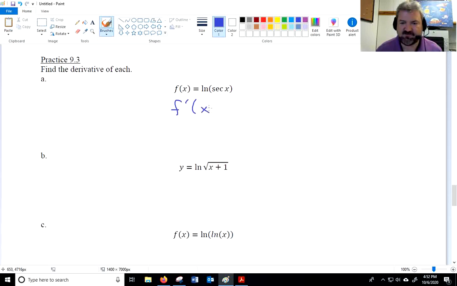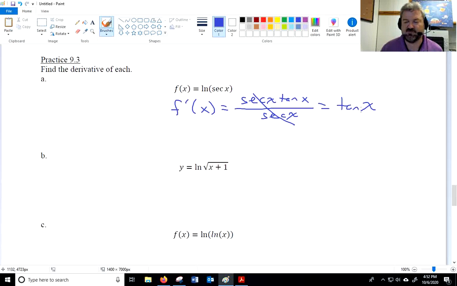So f prime of x is equal to u prime over u. The derivative of secant u is secant u tangent u, times u prime, over u. Well, that's weird. That's just tangent of x. So that's kind of cool, right? The derivative of natural log of secant x is just tangent x. All right, let's try the next one.